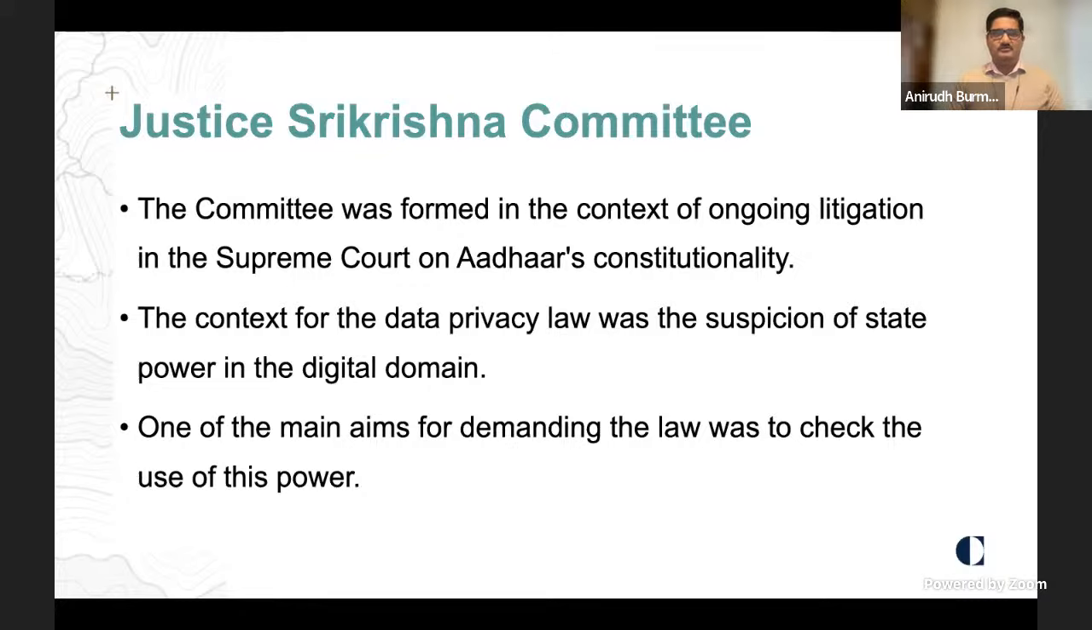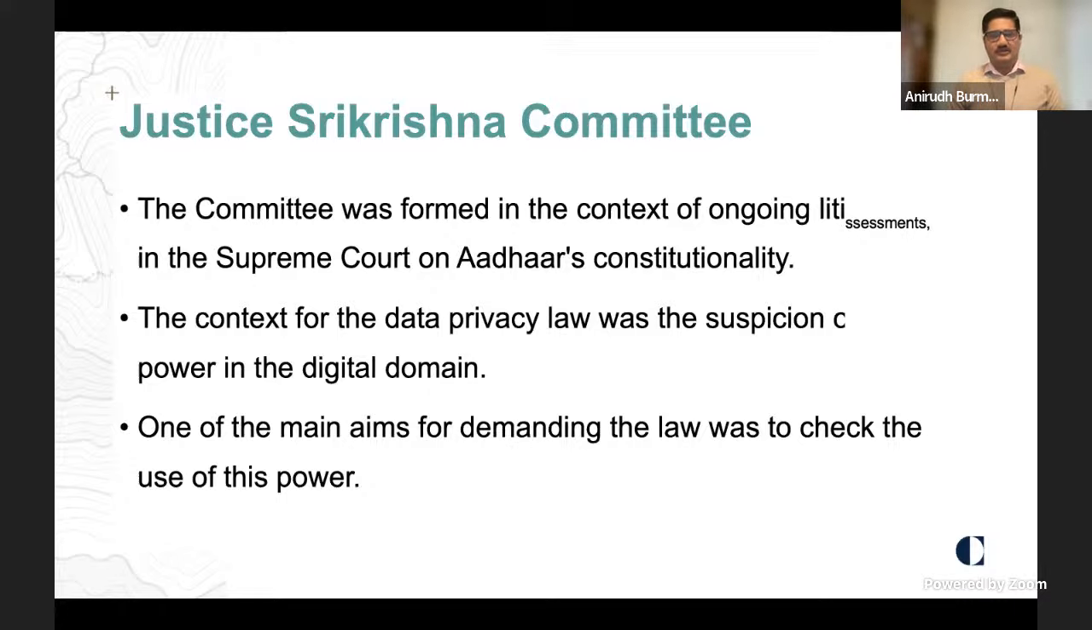So the immediate context for this data privacy law and the litigation in the Supreme Court was the suspicion of state power in the digital domain. And one of the main aims for demanding the law was to actually have a check on the misuse of this power, mostly by the state, but also by private entities who were using Aadhaar to collect data. So this was the larger backdrop in which this whole idea of a data protection law for India was thought about. And the committee proposed a fairly comprehensive legal framework for data protection.